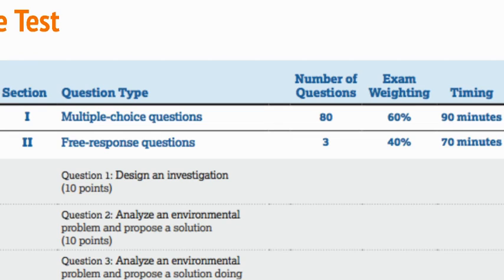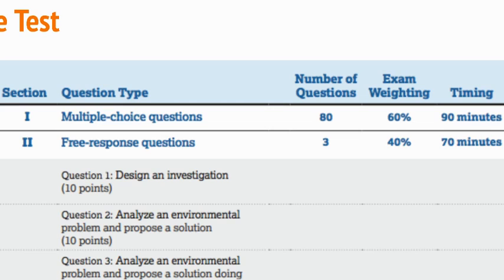Now, I know I went over this a little bit on day one, but just to give you another overview, remember it's broken down into two parts with our multiple choice being 80 questions and at least 60% of your score, while the FRQ is broken down into three different types of questions. That's about 40% of your score, with about 70 minutes in total.